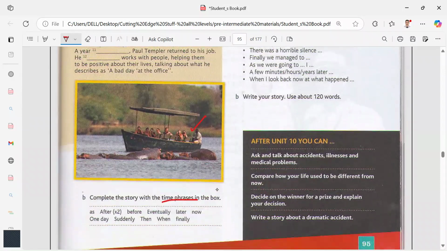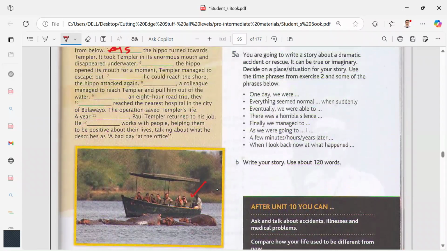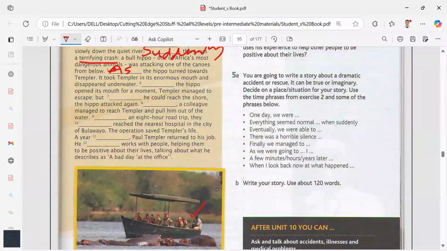So you can say, finally, eventually, he finally managed to escape, but he could not reach the shore. The hippo attacked again.